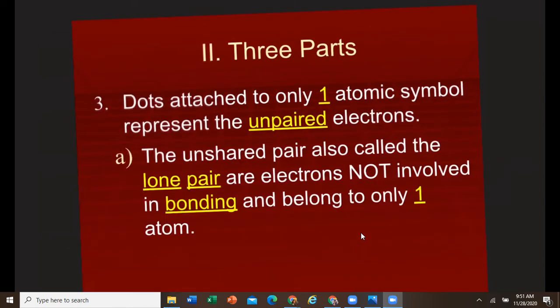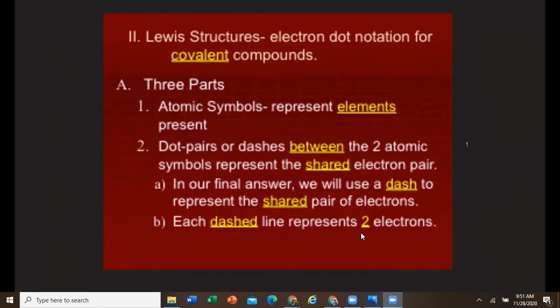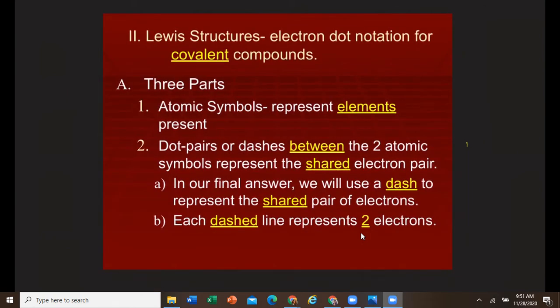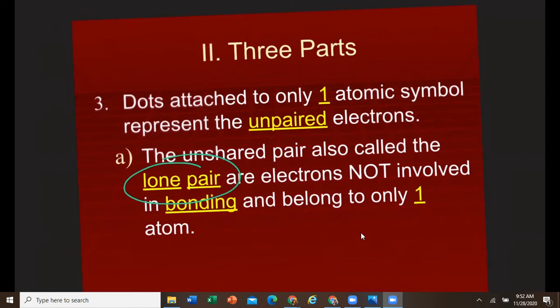The last part of it is that you do have dots that are only attached to 1 atomic symbol. Those are called lone pairs. That is something you want to make note of as an important vocab word. Okay, so again, we're going to have our symbol, our dash line to represent our bond, and we're going to have lone pairs.